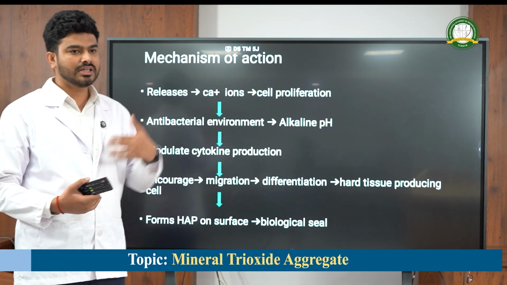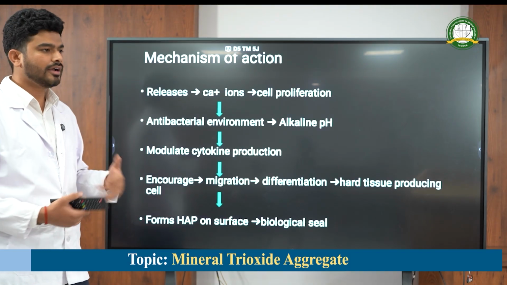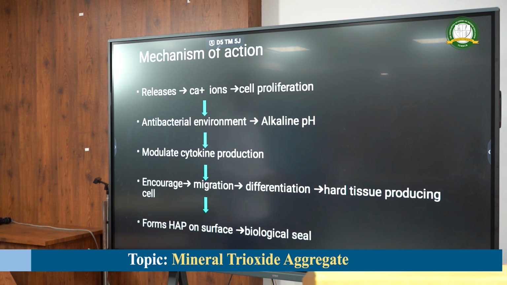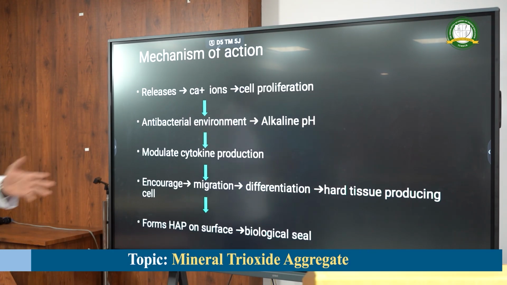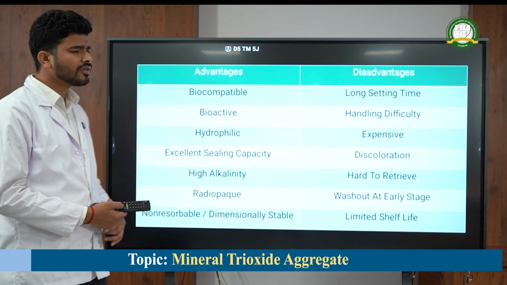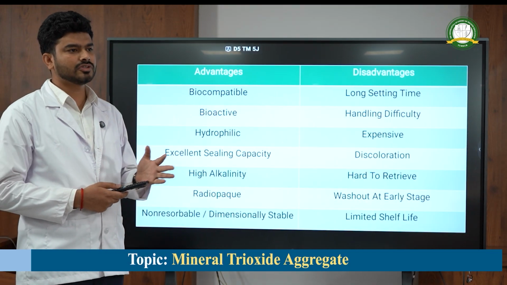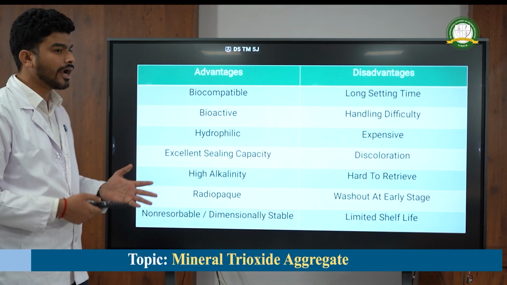So it initiates the undifferentiated multinuclear giant cells, and it helps production of more and more osteoblastic cells. Because of this, there is more formation of hydroxyapatite crystals, which leads to formation of a biological seal. Coming to the advantages, the main advantage is its high alkaline nature, so it is more biocompatible, bioactive and hydrophilic.